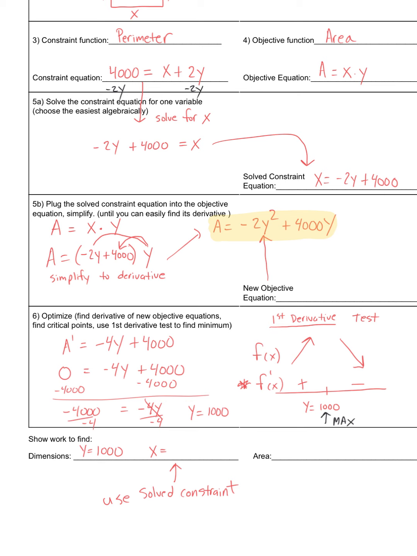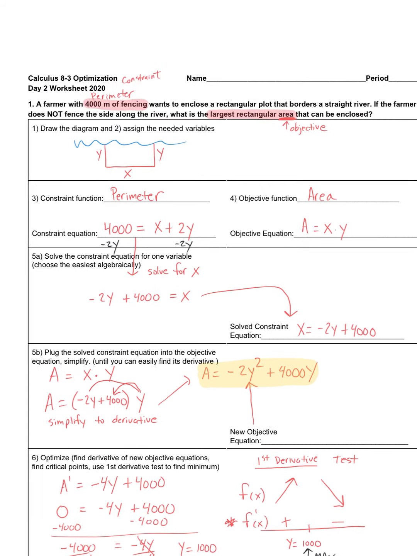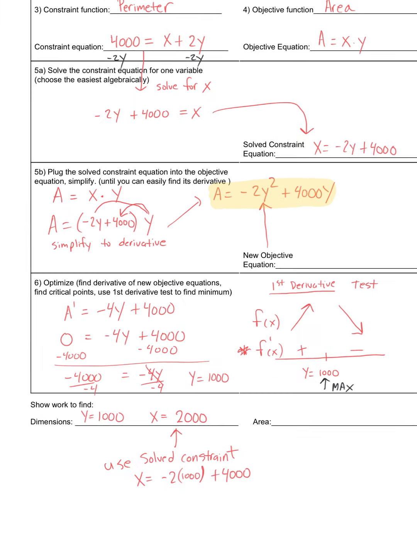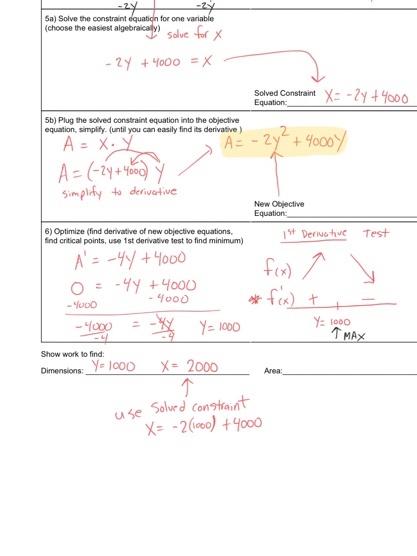All right, so we're going to take x is equal to negative 2 times y plus 4,000. And we're going to plug y in, and we know that y is equal to 1,000. So negative 2 times 1,000 plus 4,000. That's giving me an x value of 2,000. Nice, easy numbers here. All right, and we should probably have units. So if I sneak back up here and look, it is meters. So those should have meters.